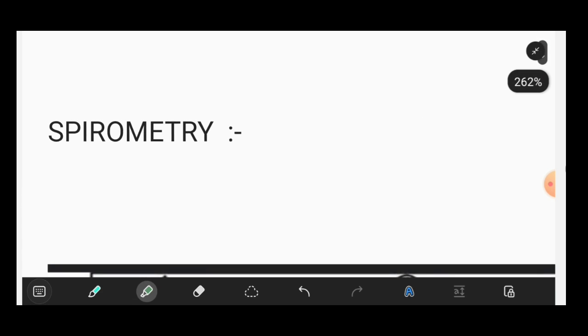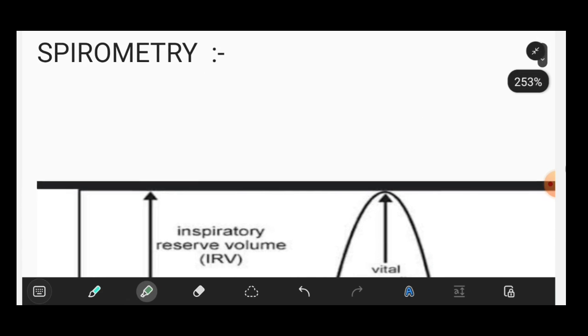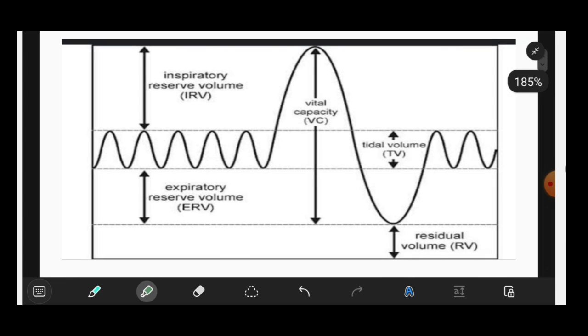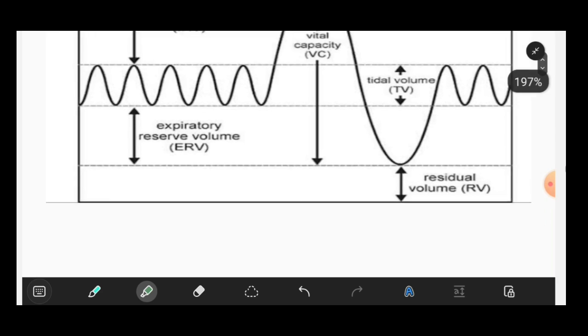So guys, today we are going to discuss a very important topic from respiratory physiology, that is spirometry. First, let us see this diagram. It is a very important question for you. In this you can see there are different types of volumes and different types of capacities. First of all, let us discuss the different volumes.